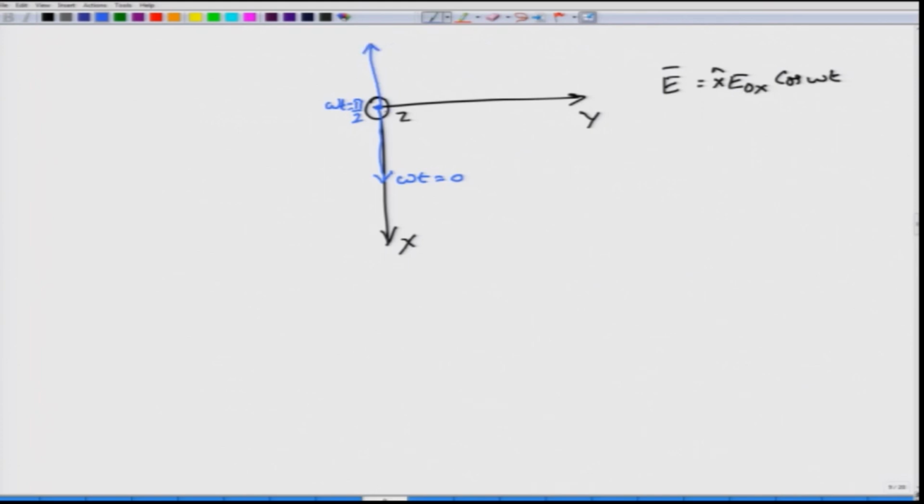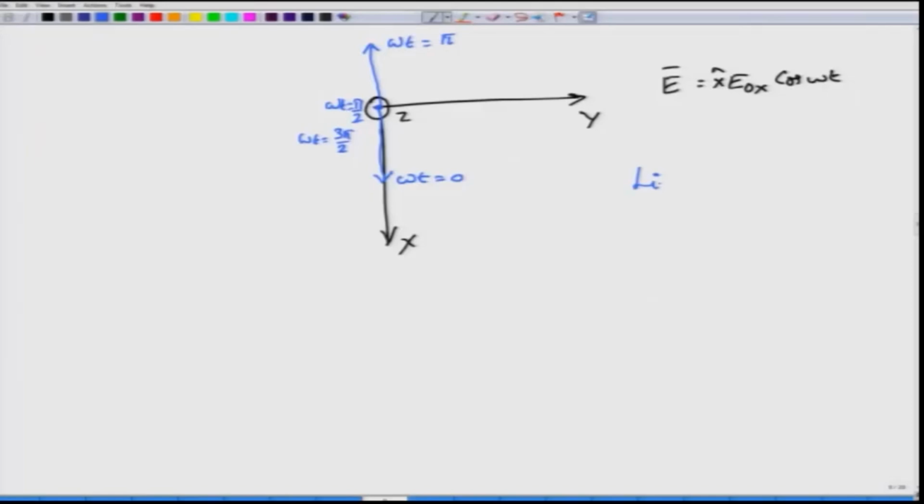So, it will be directed along minus x axis at omega t is equal to pi, and at omega t is equal to 3 pi by 2, cosine is going through 0 again. So, you have the electric field having a value of 0 at omega t is equal to 3 pi by 2. So, what you have just seen is that no matter what time you consider, the electric field component would be oscillating along the x direction itself, right.